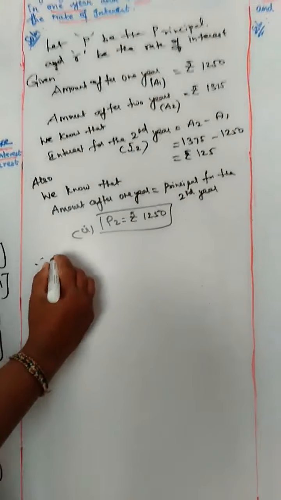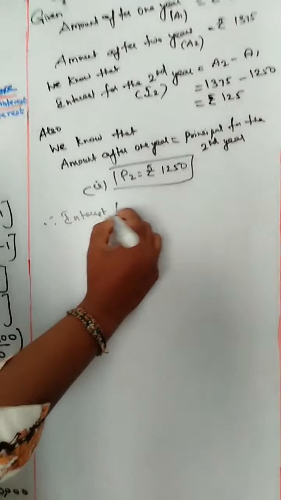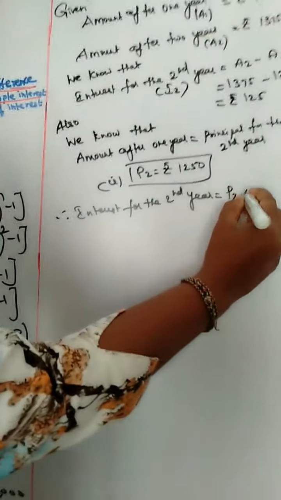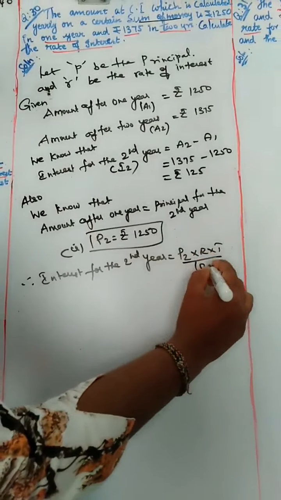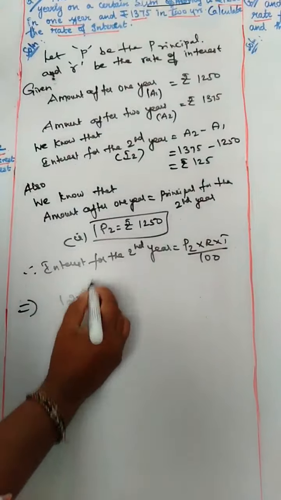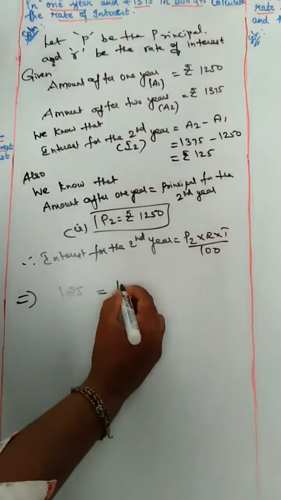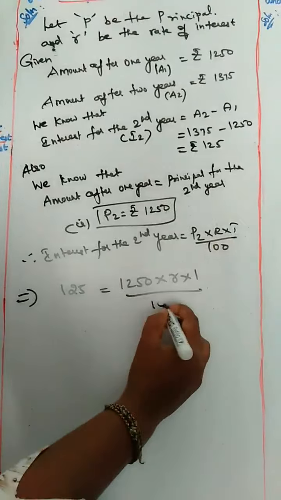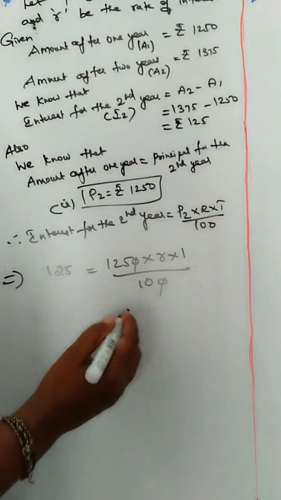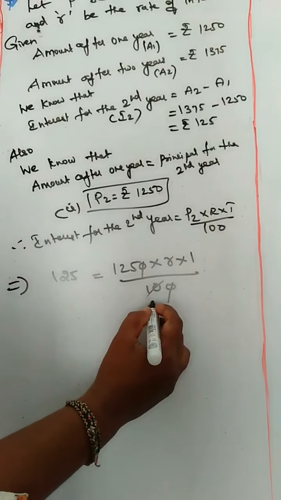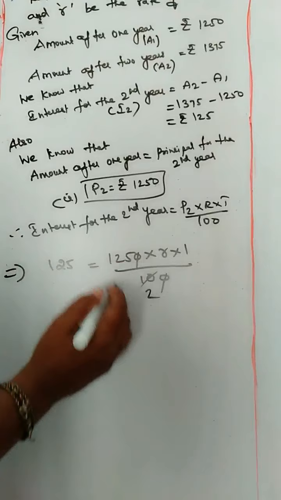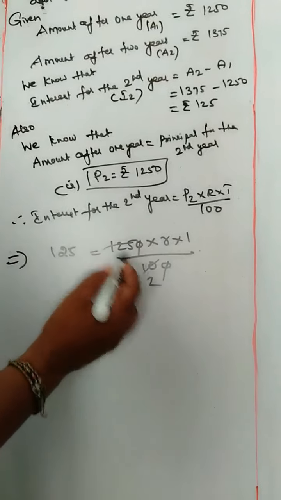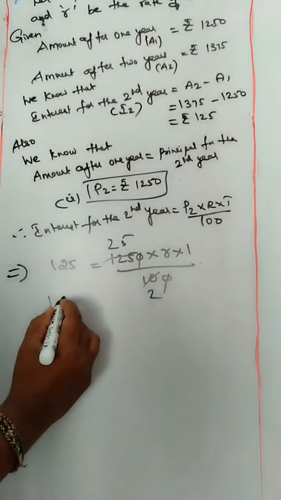So therefore, for the interest for the second year, you have to use the formula here. That is P2 into R into T by 100, which implies interest for the second year is 125, we have found already, and P2 is 1250, into R, writing R as it is. So the time period will be 1 year. Doing all the calculations by 5 table, this is 2 times. Otherwise, very simple calculations we will do. Okay, no problem. This is 25 times.